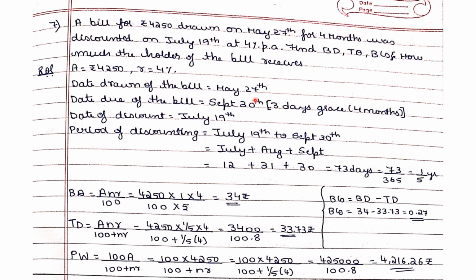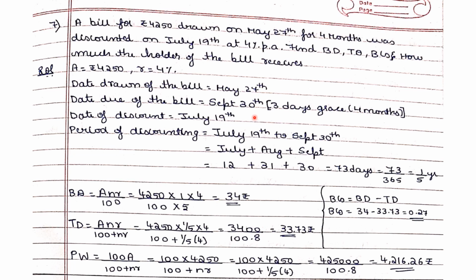So always make sure that whenever a date drawn is given, in the same way they will give the months. That month is about the due date of the bill. So the due date of the bill will be September 30th. Within that, if you are discounting, only then is it called bill discounting. So within the due date period, if they are discounting, it is called the discounting period. Every time there will be 3 days of grace given.